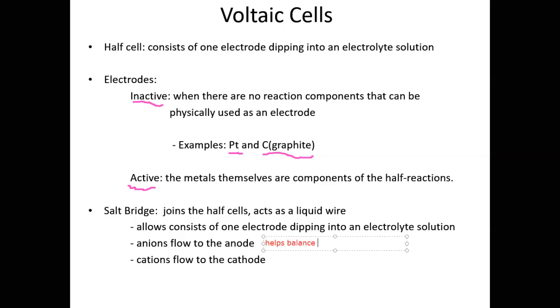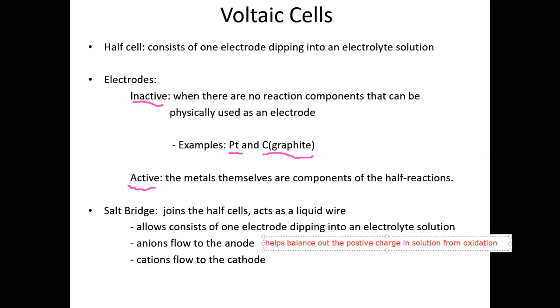which helps balance out the positive charge in solution from oxidation. Because as you oxidize, you generate more positive charge in solution. So the anions flow in to help balance that charge in solution so it doesn't become too positive.